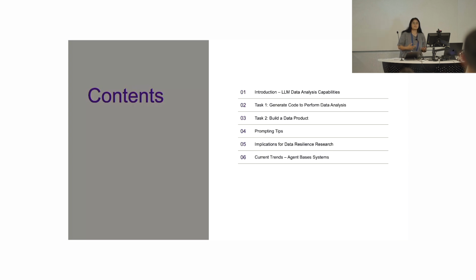You're really looking at information resilience. And so this deeper thinking for your actual research is, what does all of this generative AI actually mean for information resilience research? And what are the ways that I can contribute to it? And then finally, we'll just look at some current trends, which mainly revolve around agent-based systems. So let's get started.